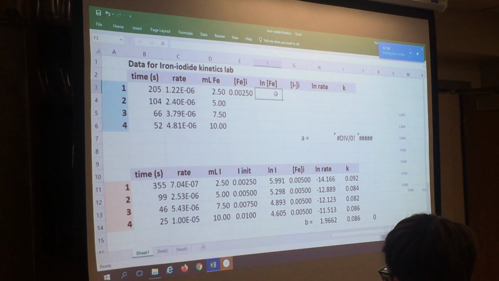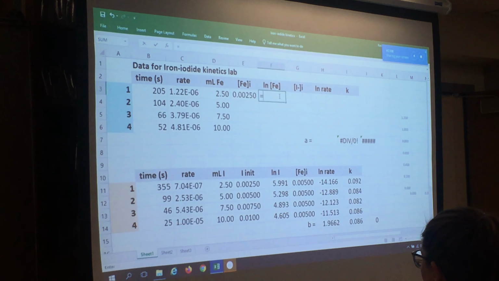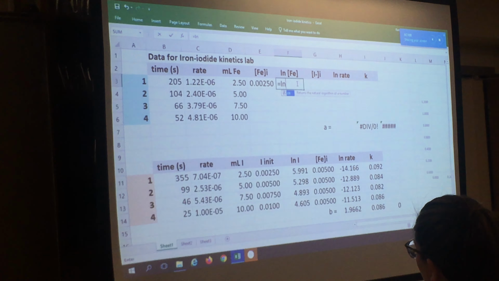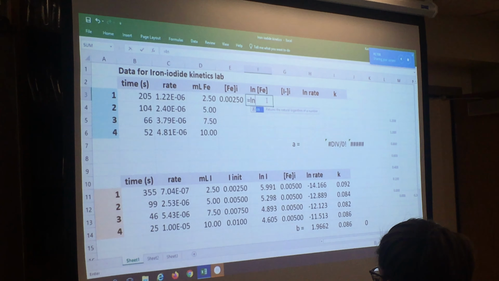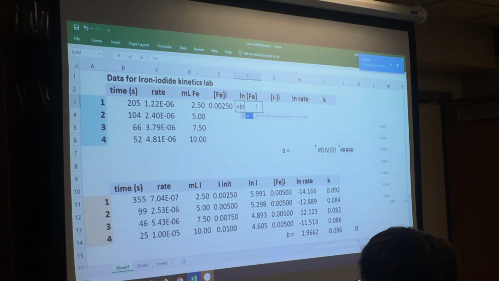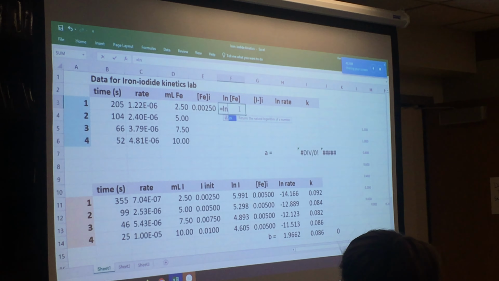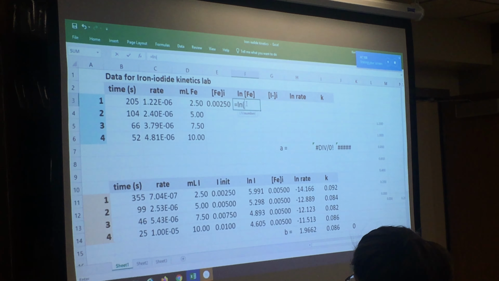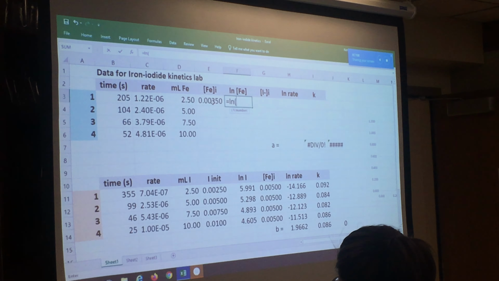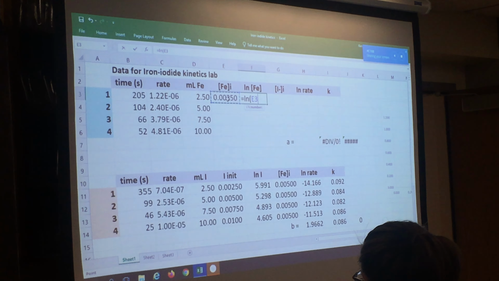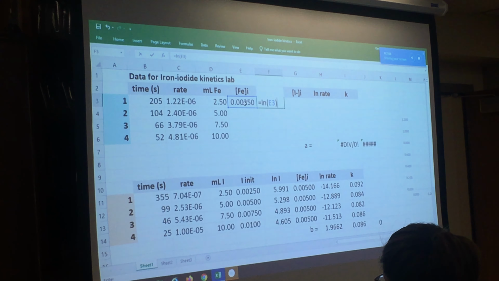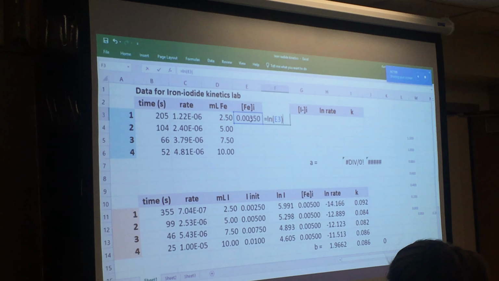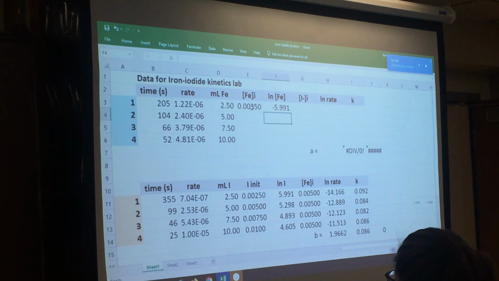Natural log of iron equals, to start the formula, now we enter the function ln for the natural log. We are going to carry out the natural log operation on something, and that something has to be in parentheses. So we're just going to take the natural log of whatever's in the cell to our left. So equals ln, I clicked on that cell, now I hit enter, and it gives me the value.